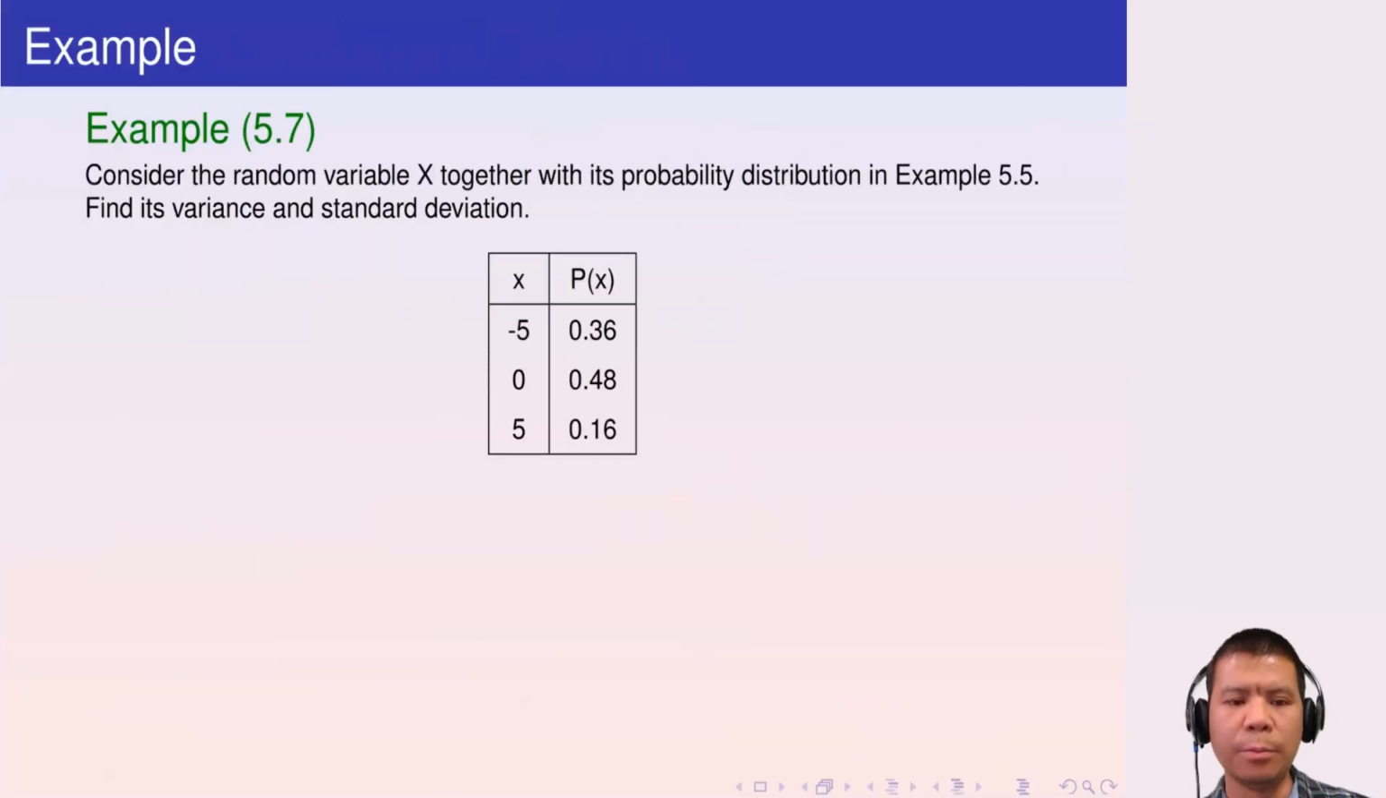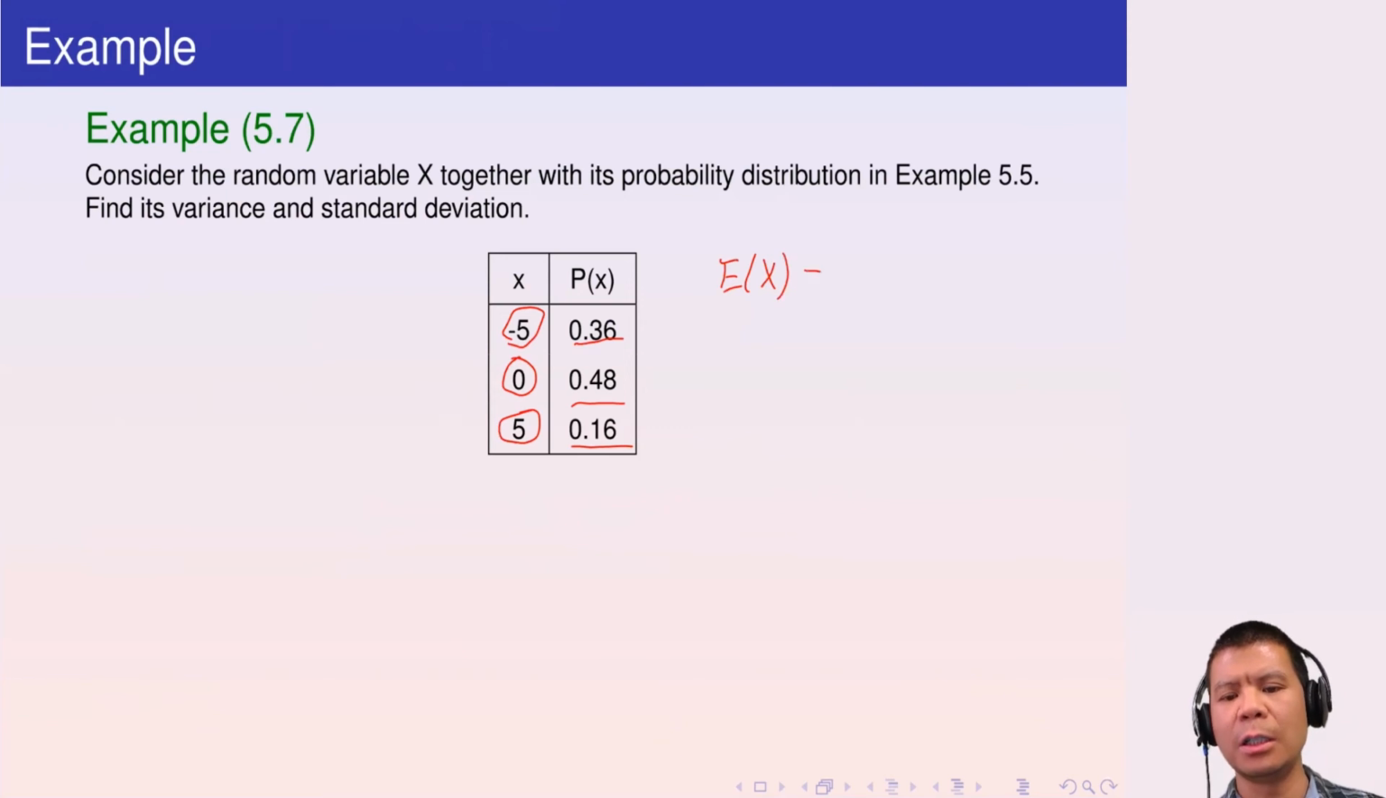Now consider this example. In example 5.5, we want to find the variance and standard deviation. So this is the distribution in example 5.5. As we know, it loses $5 with probability 0.36, breaks even with probability 0.48, and wins $5 with probability 0.16. And we found that the expectation equals -1. On average, it will lose $1.